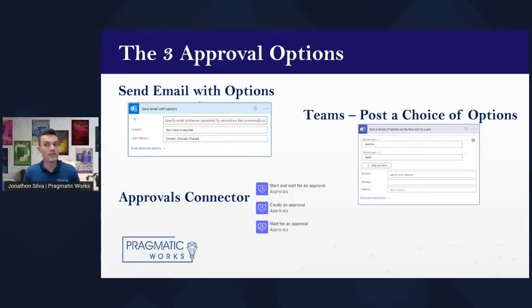One that I know is very popular, and I build with some of our clients all the time, is the action to send an email with options. This is part of your Office 365 Outlook connector. When you choose that, you can decide who it's going to be sent to, an individual or multiple users. You can add in your subject, and you can pretty much design an email very similar to what you normally do.